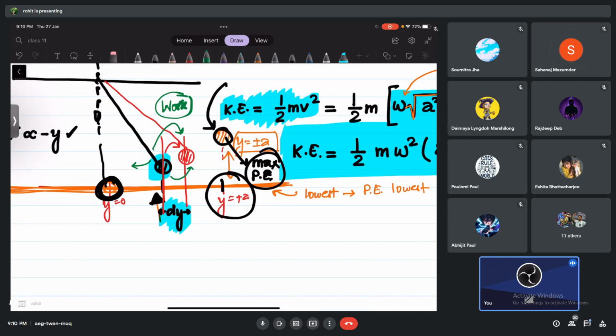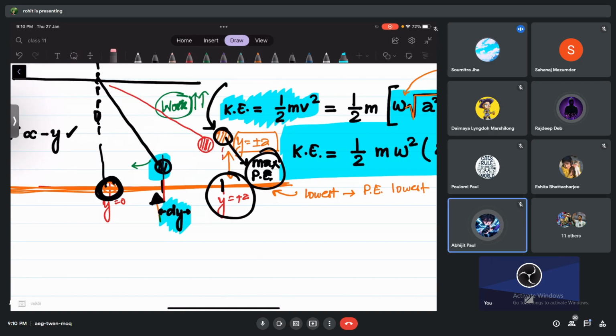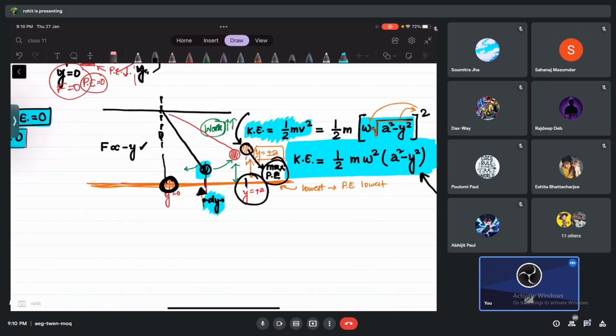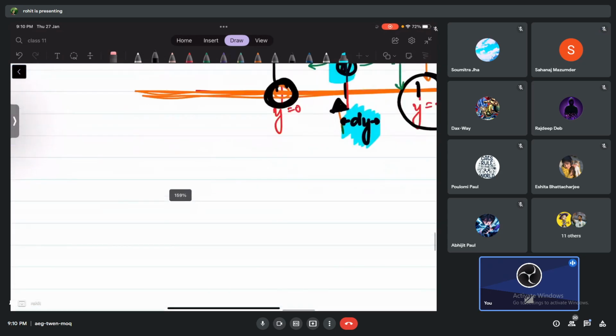Do you also agree that if I do lots of work, that means if I bring him here, did I do work or more work? More. Yes, I did more work. Do you also agree with me that it has gained potential energy or more potential energy? More. Very good, more potential energy. So very simple idea. I'm just going to use this logic now. Okay, check. I'm going to write something.